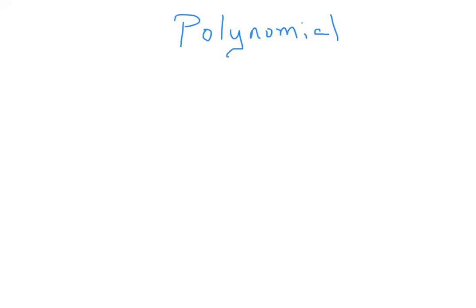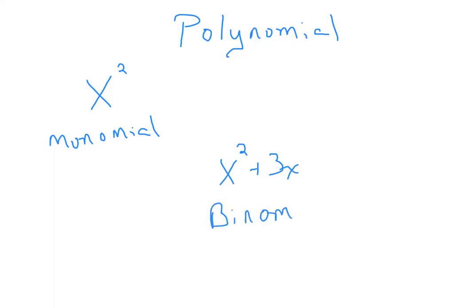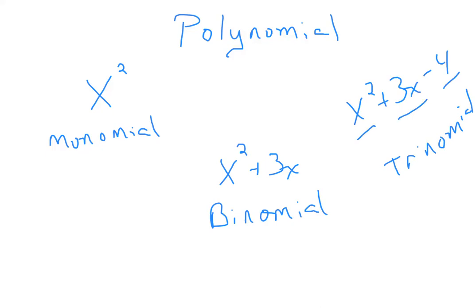You have the monomial, you have the binomial, and then you have the trinomial. Each piece is called a term. Anything past 3 terms, we just refer to it typically as a polynomial. But that's what a polynomial is.